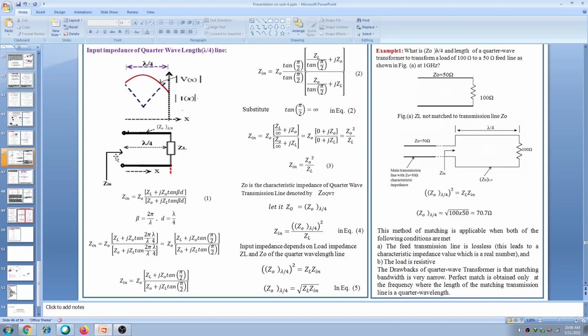For example, I want ZL to be transformed to some input impedance like 100 ohm. ZL is fixed, so I can choose a proper value of this characteristic impedance to get that particular value of input impedance. That's why this is used for impedance matching purposes. One problem on this I solved in the earlier class.